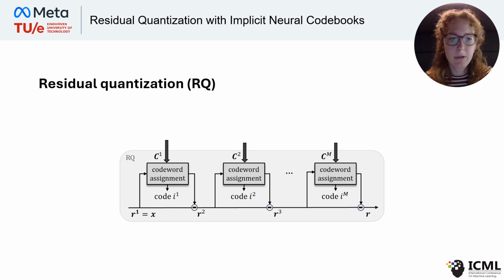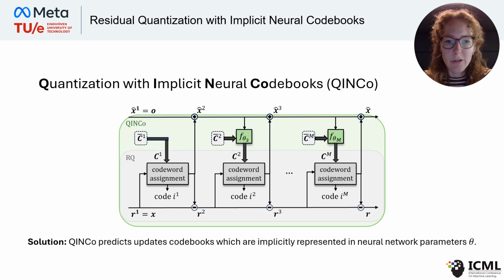So how does it work? We started from residual quantization and we wanted to make adaptive codebooks, right? So what we did is we introduced a neural network f theta at every step that updates a given base codebook, conditioned also upon the reconstructed vector so far. So that is the sum of the selected quantization vectors from the codebook so far. And then predicts an adaptive codebook from which we then select the most optimal quantization vector for that step. So our method is called quantization with implicit neural codebooks, dubbed QINCo.